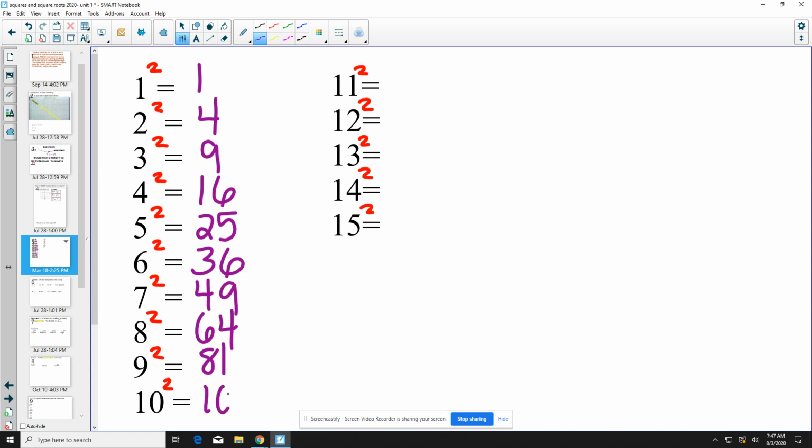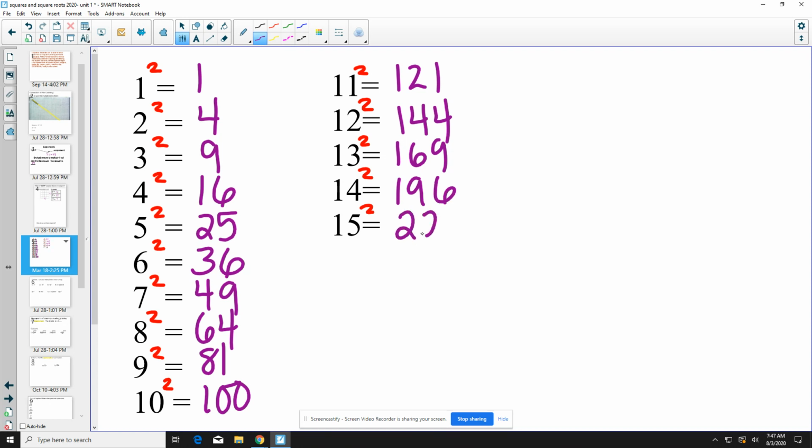10 squared would be 10 times 10, which is 100. 11 squared, we're taking 11 times 11 to get 121. 12 squared is 144. 13 squared would be 13 times 13, 169. 14 squared would be 14 times 14, 196. And 15 squared is 225.